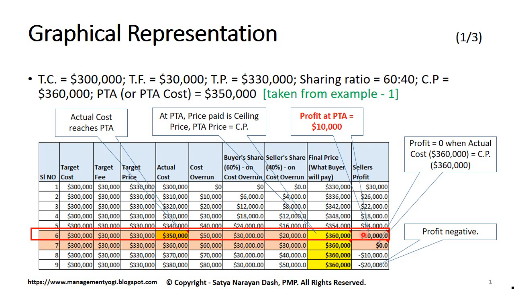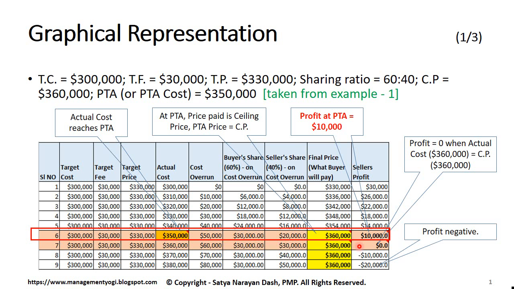Now beyond PTA, let us say another overrun happened for $10,000. Mark what happens, $10,000 overrun. Now the actual cost is $360,000. So here the cost overrun is $60,000, but the buyer is not going to pay anything extra beyond PTA. So the buyer will be paying $30,000. So this $10,000 extra will be paid by the seller. Because this $10,000 extra is paid, the seller profit margin is now 0.